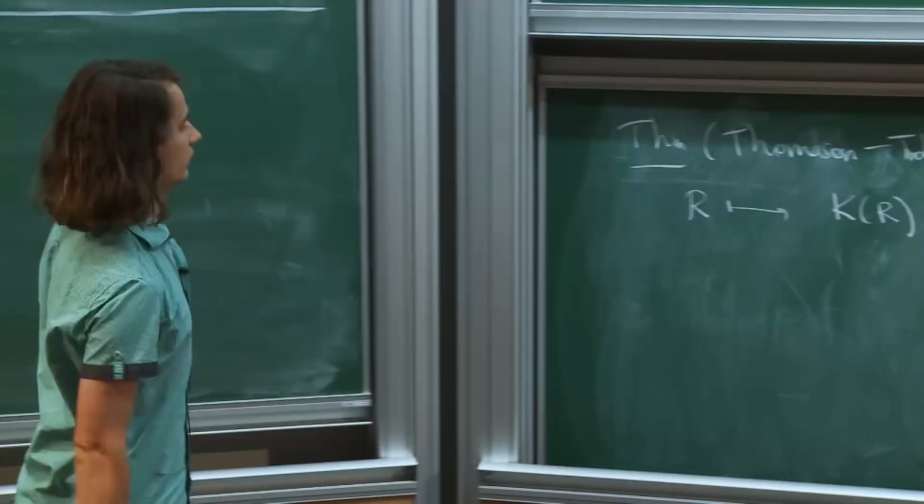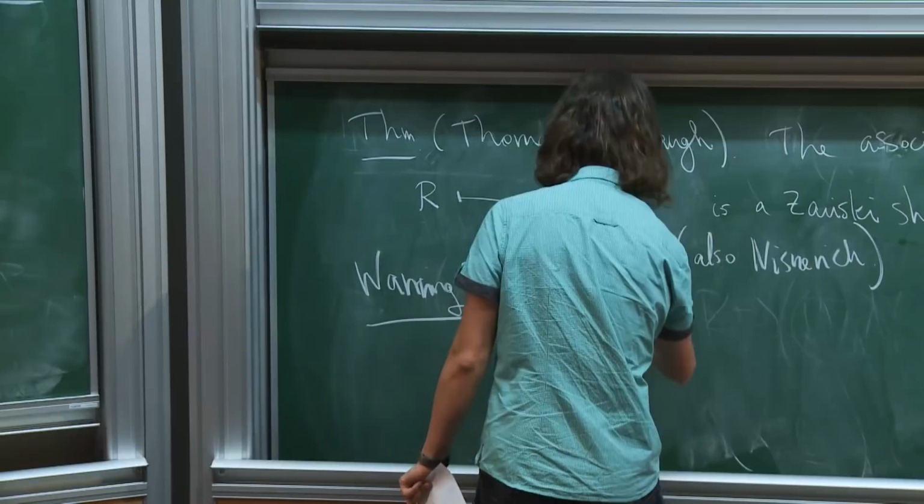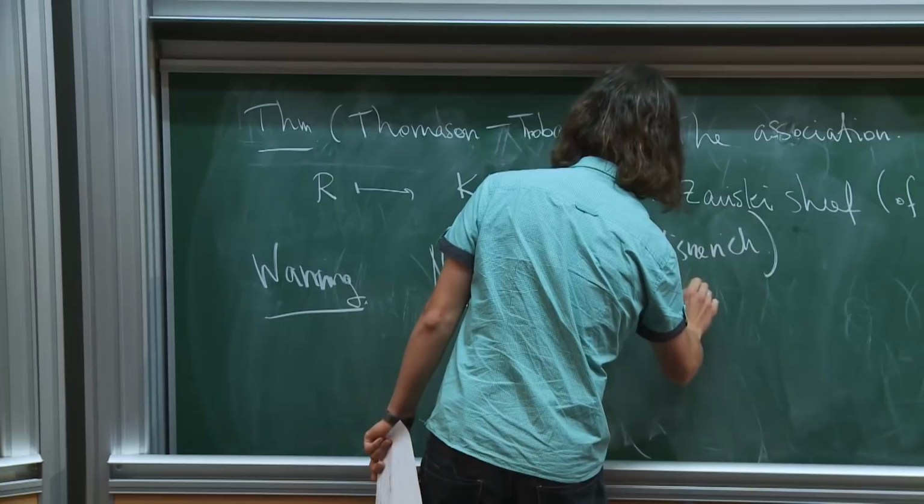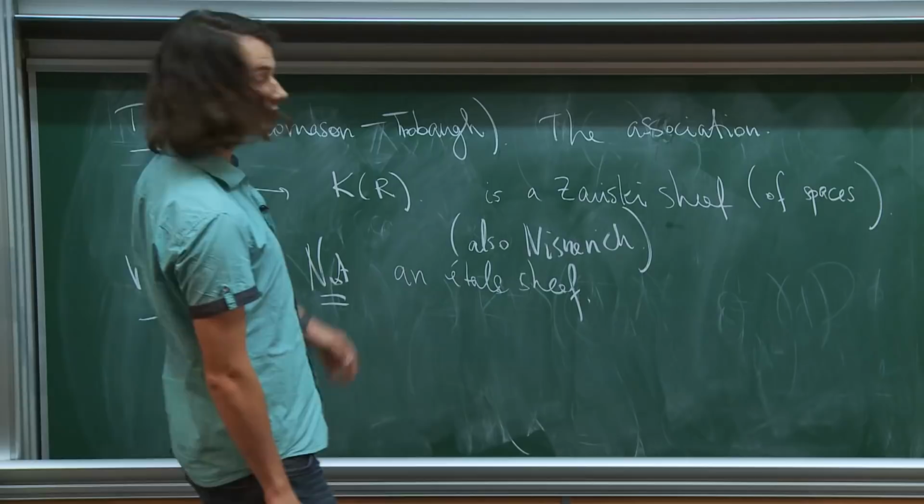But this makes it reasonable. So maybe I should make a very important warning: it's not an étale sheaf. And really, a lot of the mystery of K-theory is contained in the question to what extent K-theory does satisfy étale descent. For example, all these Bloch-Kato conjectures are very much related to this.